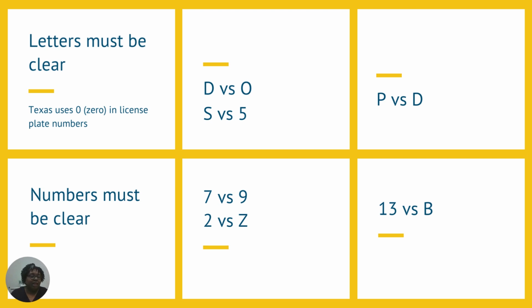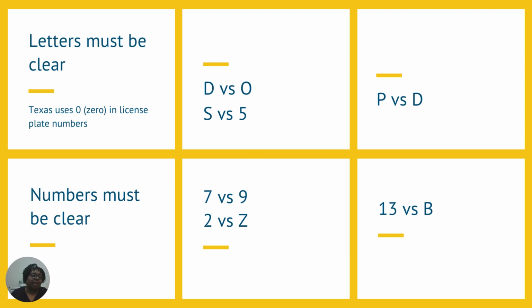Make sure there's a distinction between the letter S and the number 5. Write neatly so that your P's and D's do not look alike. The numbers have to be clear also. 7 and 9: write that number hard and make that line straight across the top of the 7 so we know it's not a number 9.